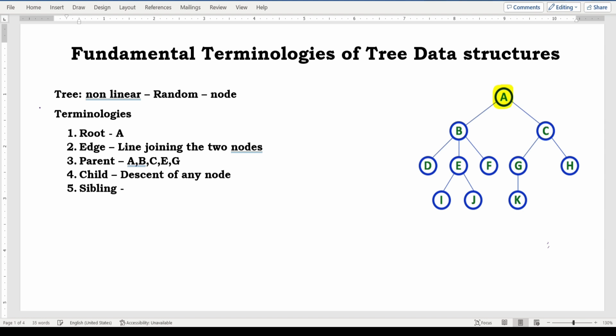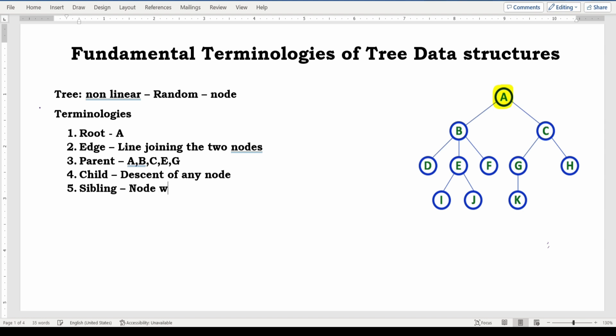Sibling is understood by the simple English term. Siblings means the sisters and brothers. In the tree data structure, the nodes which belong to the same parent are called siblings. So sisters and brothers belong to the same parent, right? The same thing happens here also. For example, with respect to node A, B and C are the siblings.